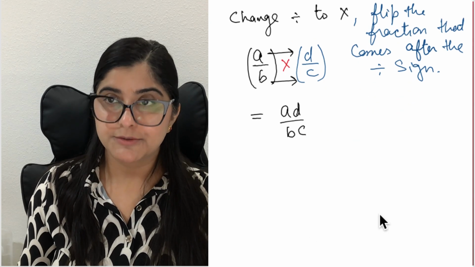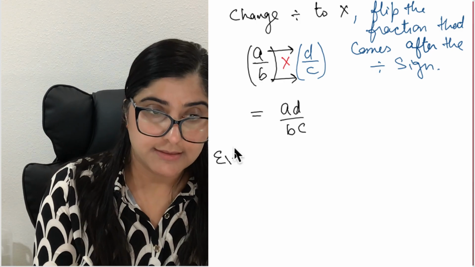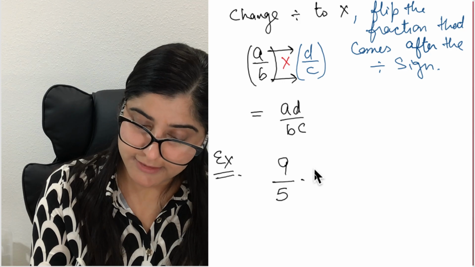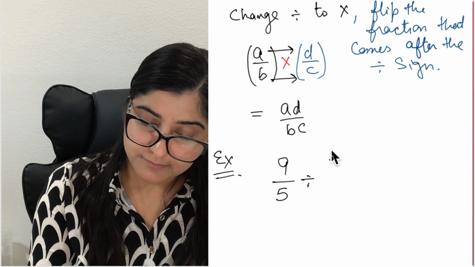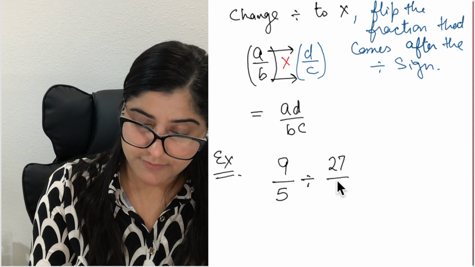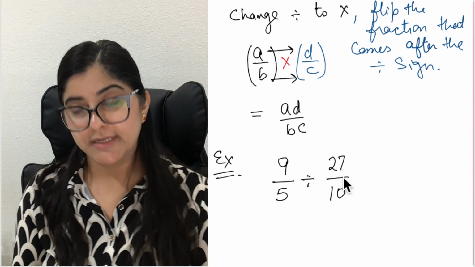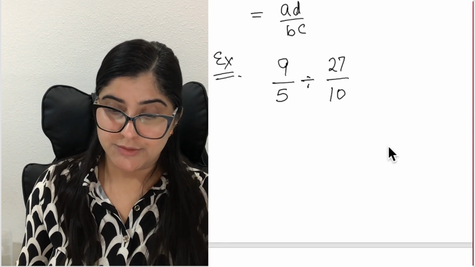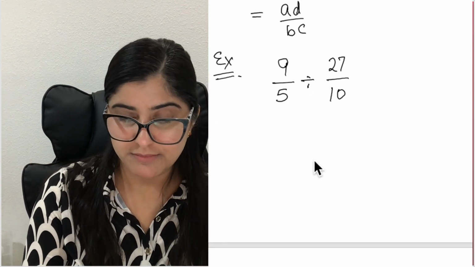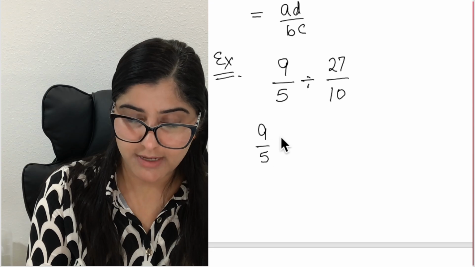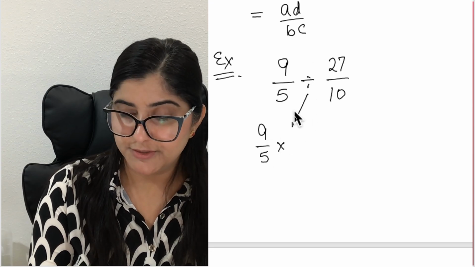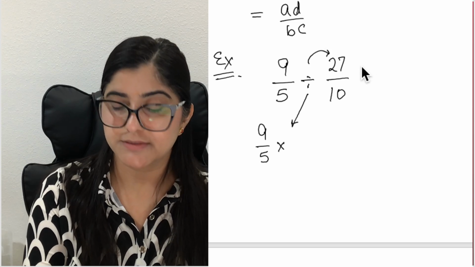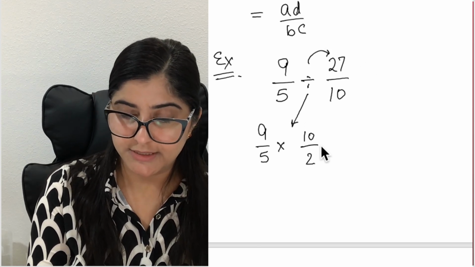So let's try one question where we will practice the division of two fractions. 9 over 5 divided by 27 over 10. So let's try to answer this question and write your final answer in the simplest form. So everyone, please change the division sign to multiplication. So we get 9 over 5 times, and if you change the division to multiplication, you have to flip the fraction that comes right after this division sign. So it becomes 10 over 27.